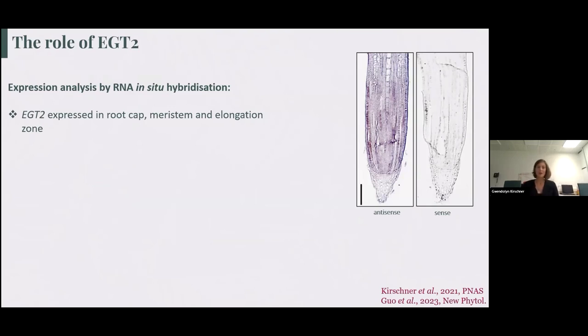So we were wondering what the role of EGT2 is. How does it actually function? We first checked the expression by RNA in situ hybridization and found expression in the root cap, in the meristem, and in the elongation zone. So in all the zones that are related to gravitropism as well.